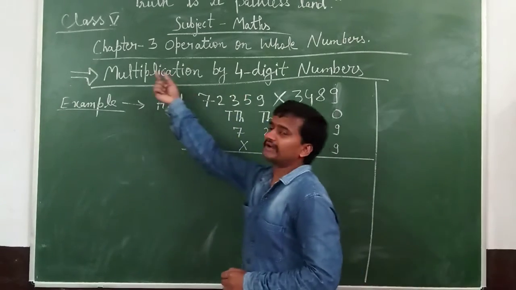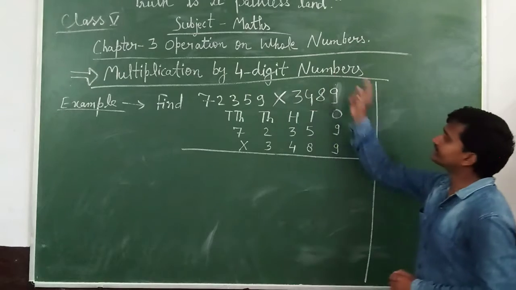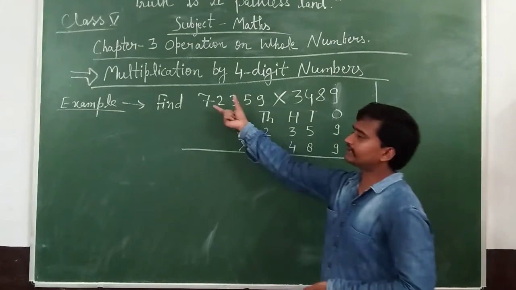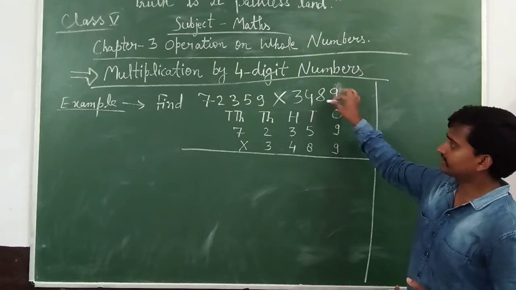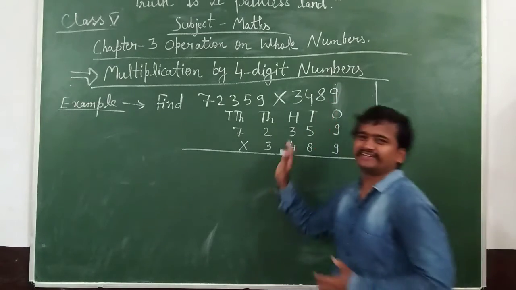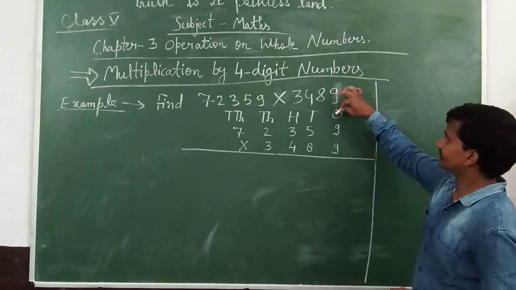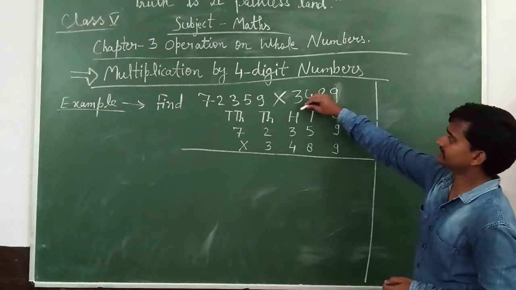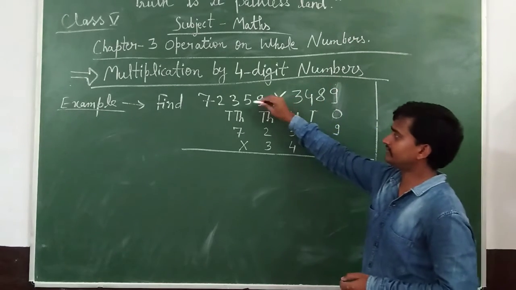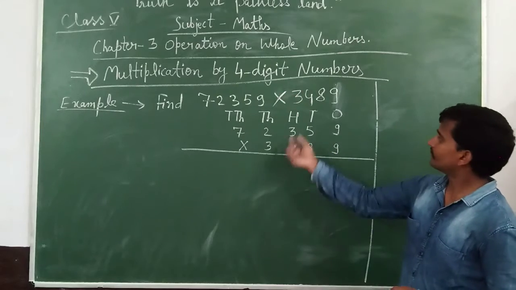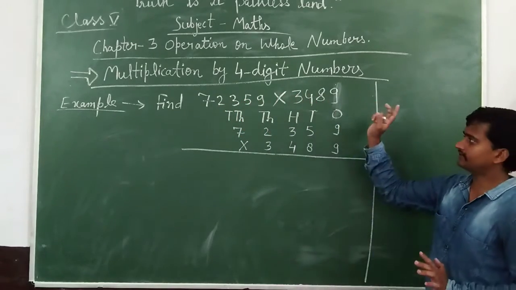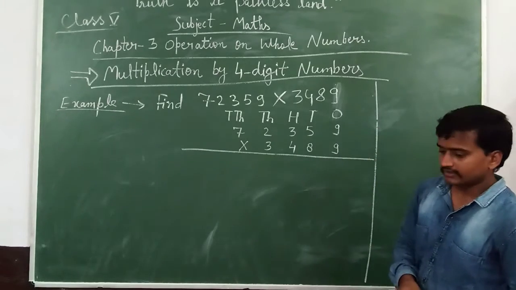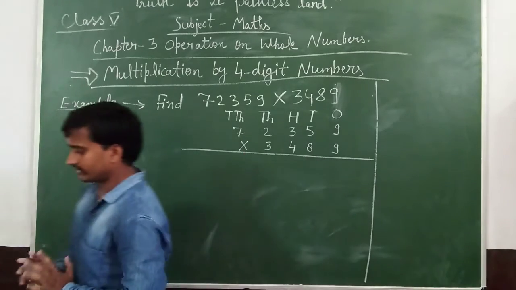Now the next is multiplication by 4-digit numbers. We have to multiply these two numbers. First of all, we make the periods and places. That means ones, tens, hundred, thousand, 10,000. Now put the digits of the multiplicand and multiplier like this. Now we will start one by one.